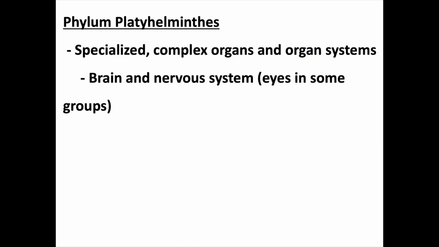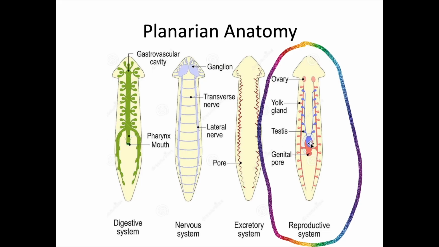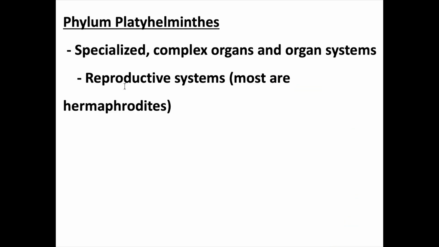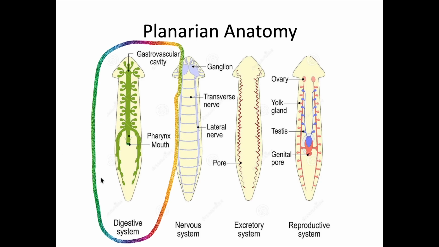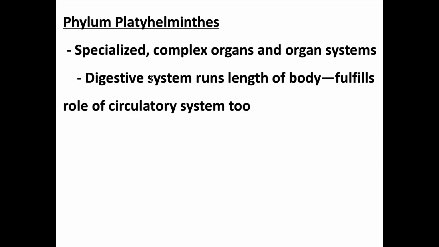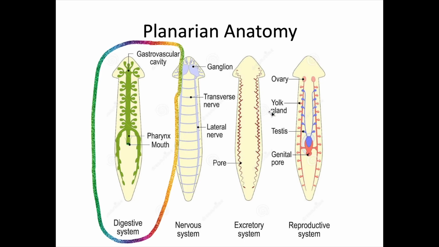Another important organ system is the reproductive systems. It should say systems because, look at this, ovary, testes, male and female in the same individual. So there are reproductive systems. Most of these flatworms are hermaphrodites. We also see a digestive system where there's a mouth and a gastrovascular cavity that runs the length of the worm. Now, what we don't see is a circulatory system.